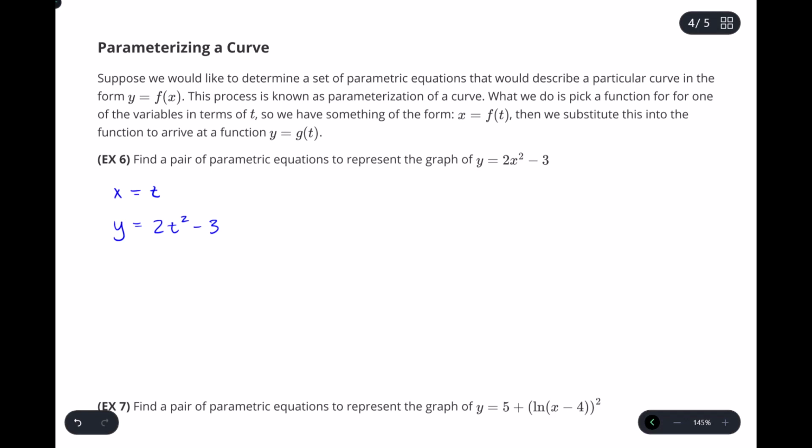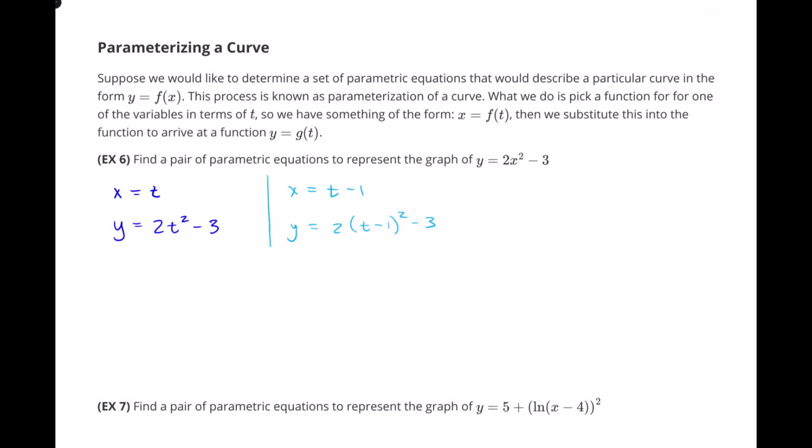Now these parametric equations are not unique, so I could choose really anything for x. Like I could make it t minus 1, for instance. And then I could take this and plug it in for y and get y equals 2 times t minus 1 squared minus 3. And this is a perfectly valid set of parametric equations for the same relation. So there's generally an easiest way, but there's never an only way.